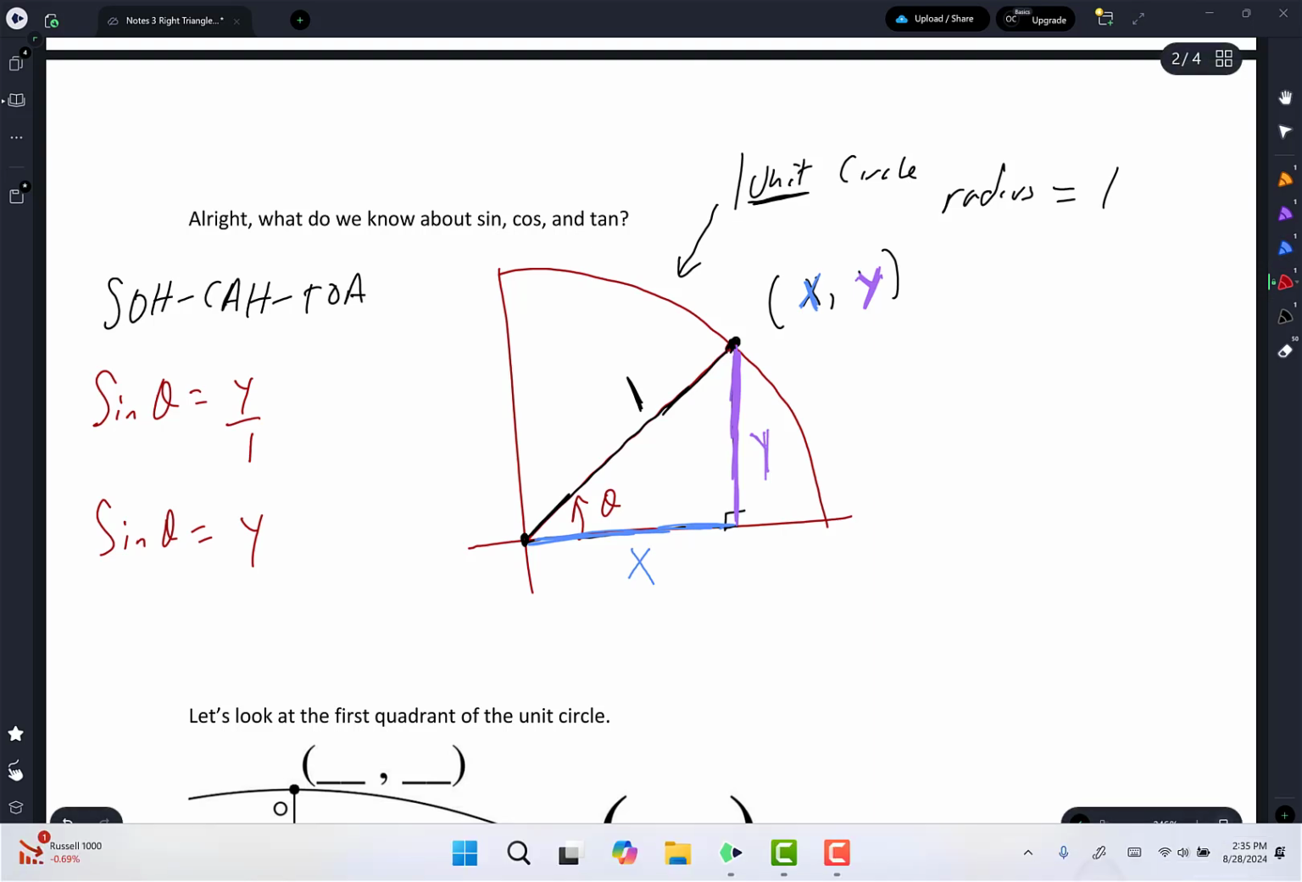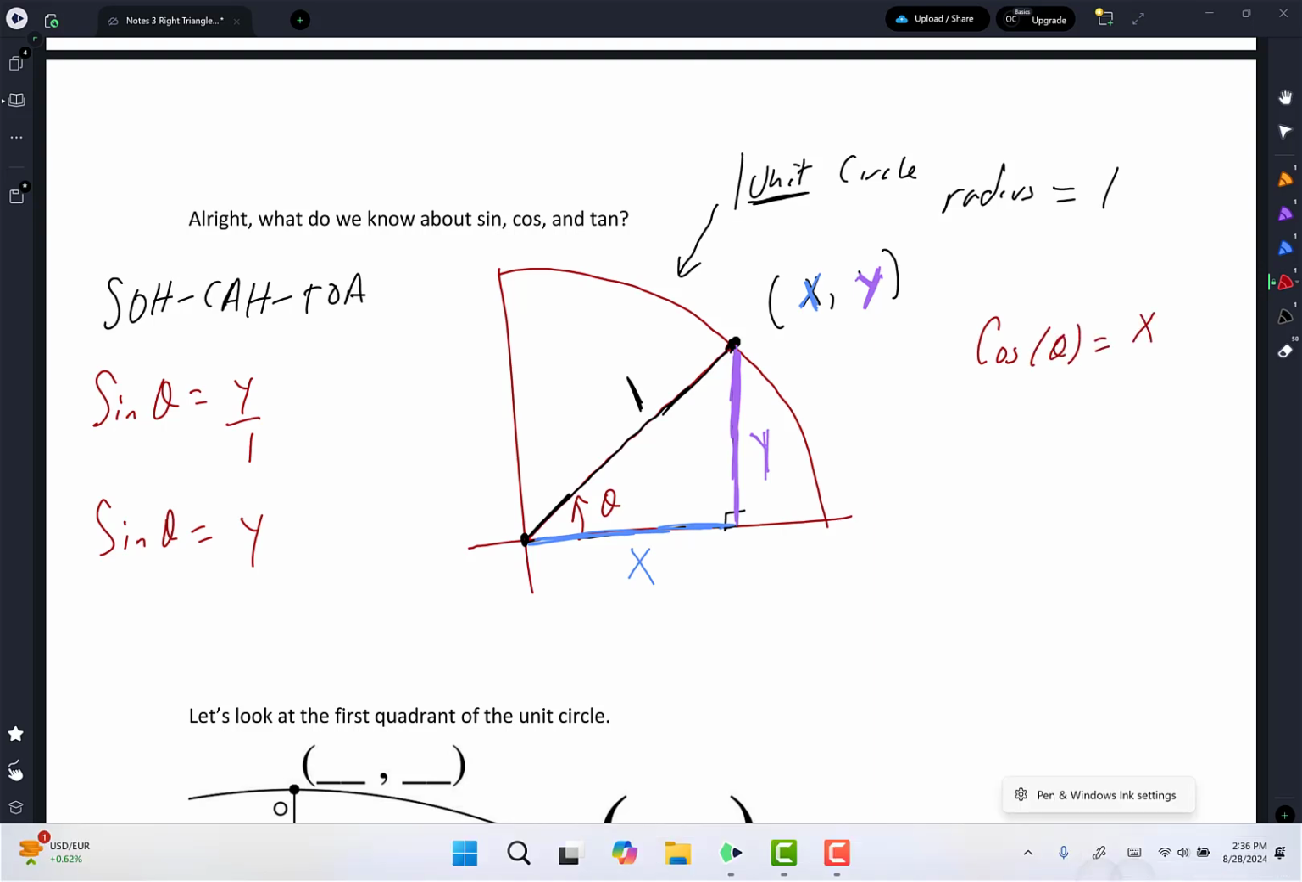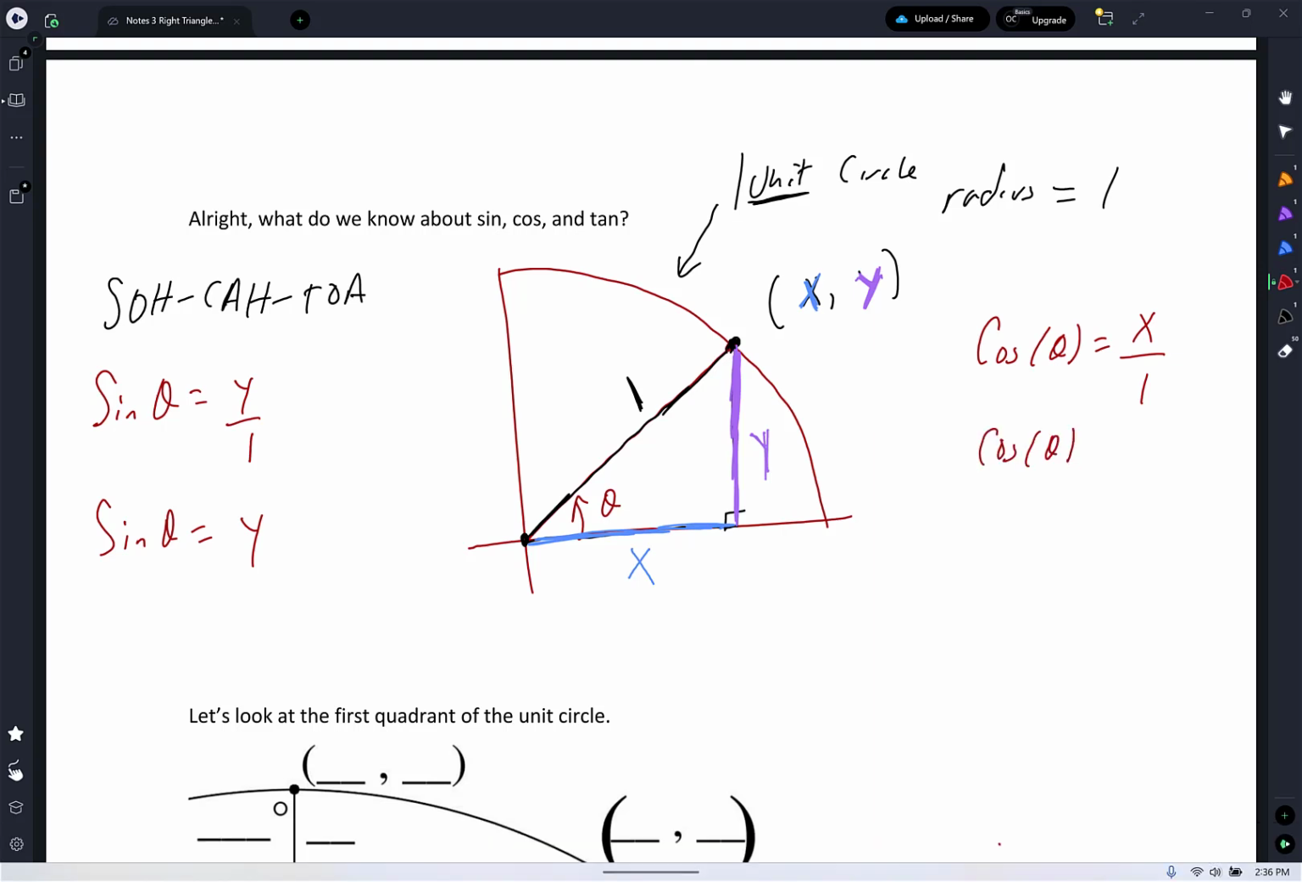So now let's go to cosine. I'm going to go to the other side. Cosine of that angle is adjacent over hypotenuse. Adjacent is x, hypotenuse is 1. So x over 1 is just x. So every time you see cosine of some angle, you're going to give me my x coordinate. Don't worry, we'll do some practice in a little bit. And then finally, tangent. Tangent of that angle is opposite over adjacent, so I see y over x. Are you guys okay? Yes.